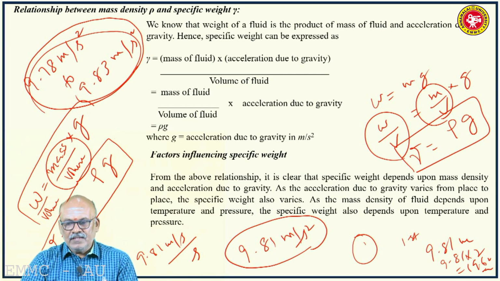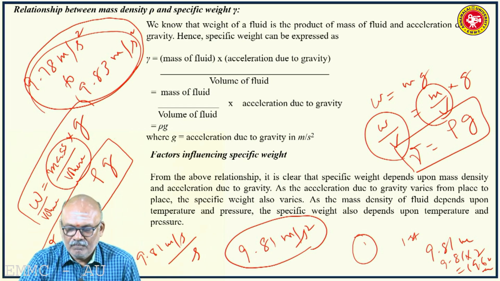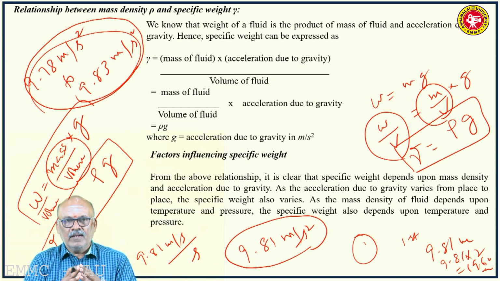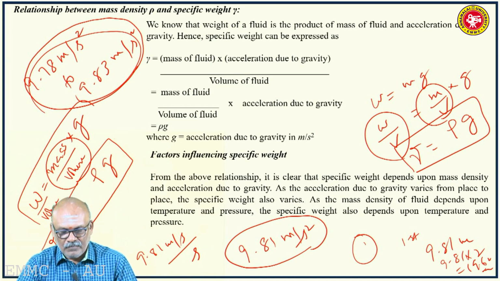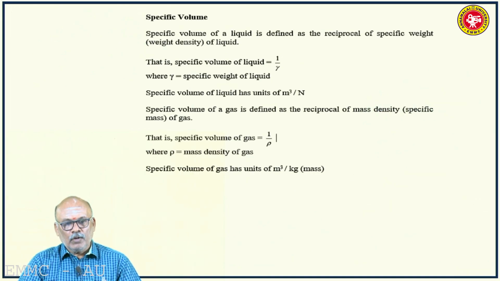Then further, we have already seen the factors influencing mass density. The mass density of a fluid depends upon the temperature and pressure. Therefore, the specific weight also depends upon the temperature and pressure. So specific weight varies with variation in mass density as well as variation in acceleration due to gravity. But at a particular place, at a particular temperature and pressure, the specific weight or mass density can be considered as a constant. Now we are going into the third property, that is specific volume.